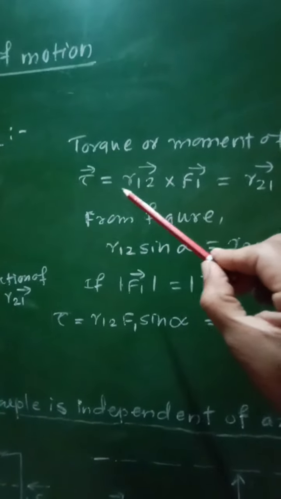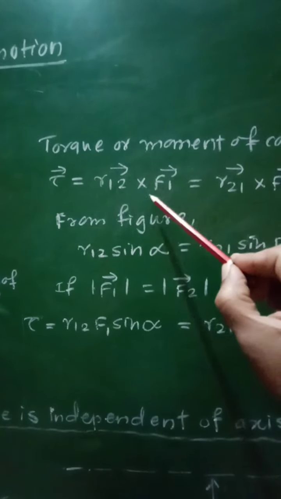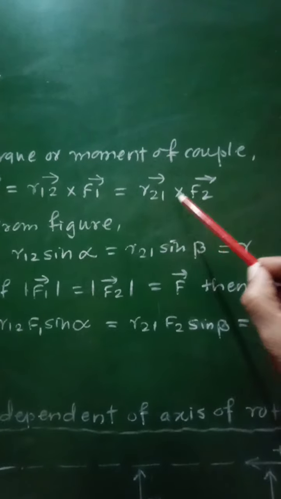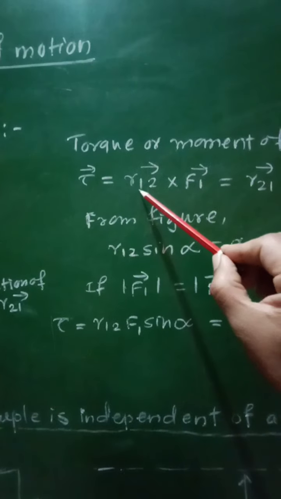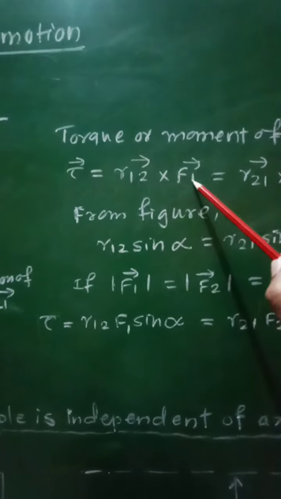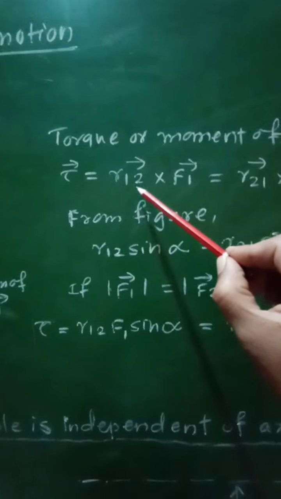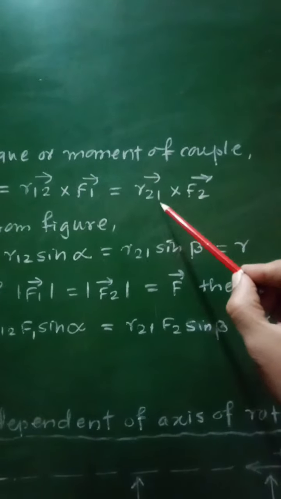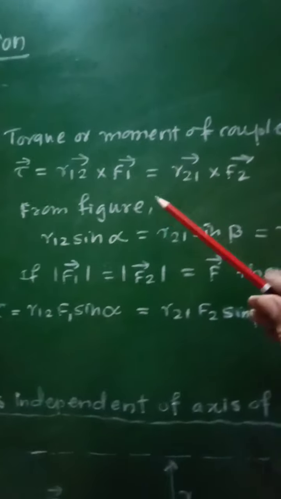Therefore the torque or moment of couple will be given as torque equal to r12 into F1, which will be equal to r21 into F2. That is, torque equals position vector r12 into force F1, equal to position vector r21 into force F2.